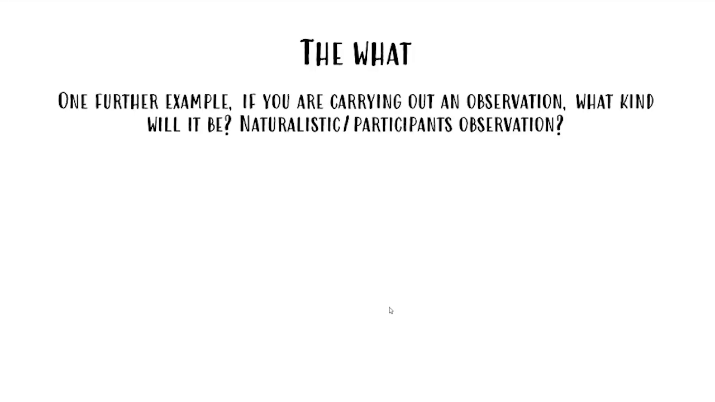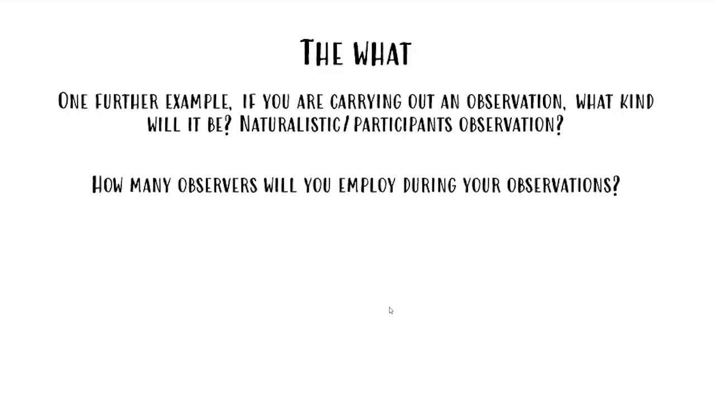So I'm going to give you another example. For example, if you're carrying out an observation, what kind of observation will it be? Will it be a naturalistic observation? Will it be a participant observation? You need to tell the reader or the examiner, more importantly, what type of observation you will be engaging in, and don't just throw the name there. Try to describe in some sort of detail what, for example, a naturalistic observation is, or what a participant observation is. If you're having an observation, how many observers will you have? Will you just have one person, or will you have many observers?